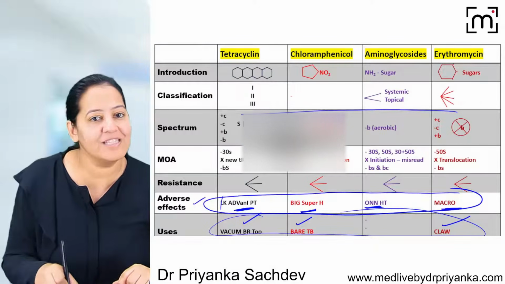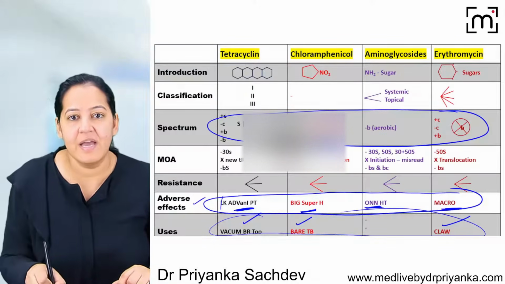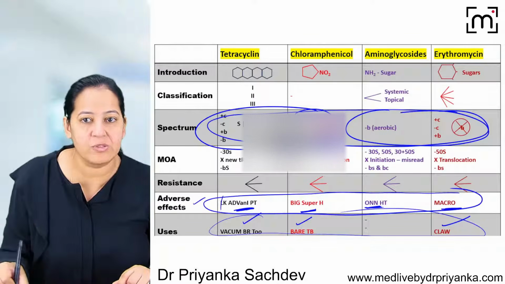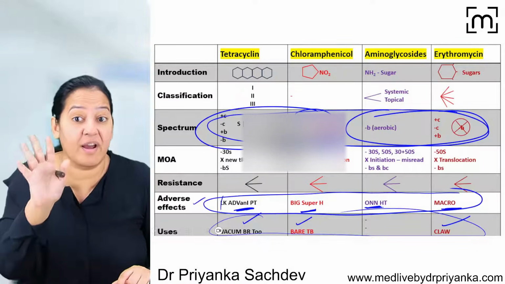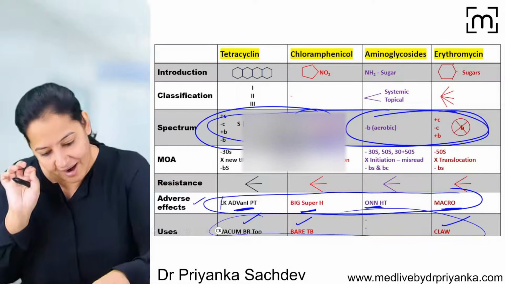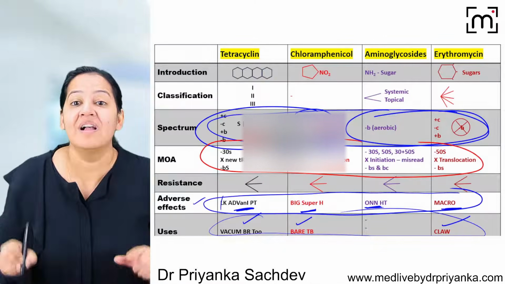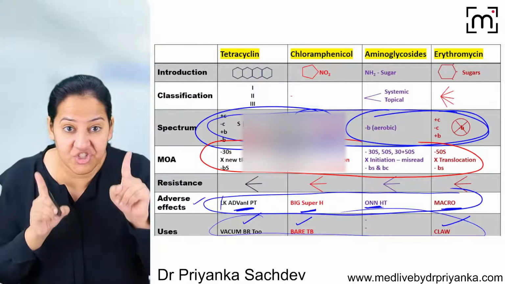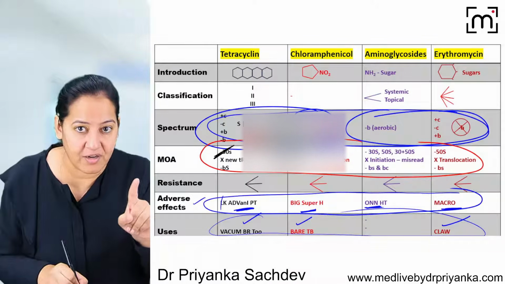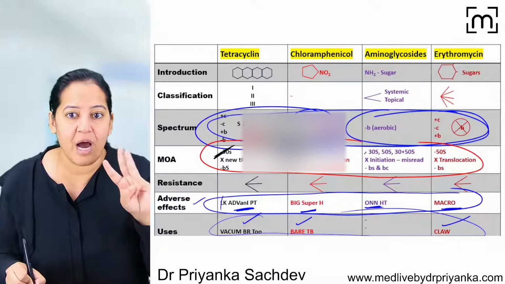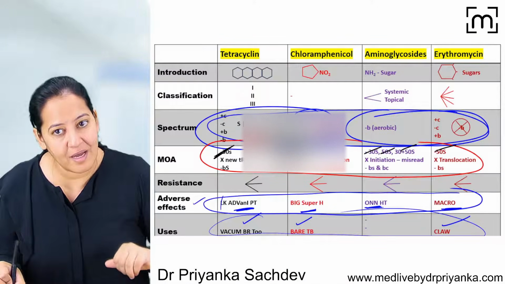Learn the spectrum. Learning the spectrum is very easy. These two are broad spectrum. These two are narrow spectrum. In the narrow spectrum, you should be specific about which category it is functional against. And the ultra important thing, which you cannot miss, is the mechanism of action. You have to learn which ribosome it is acting on. Tetracycline on 30S, chloramphenicol on 50S, aminoglycoside on both, and erythromycin again on 50S.